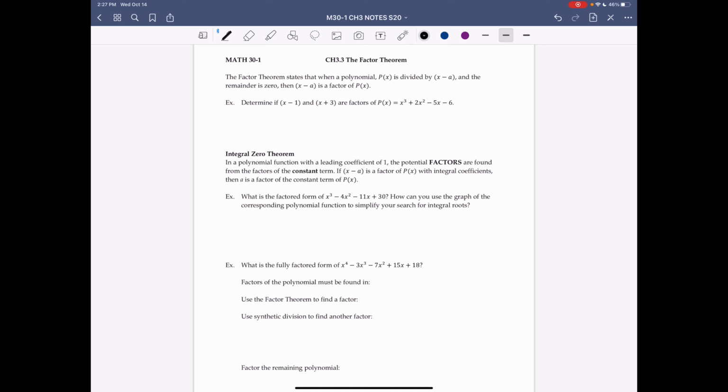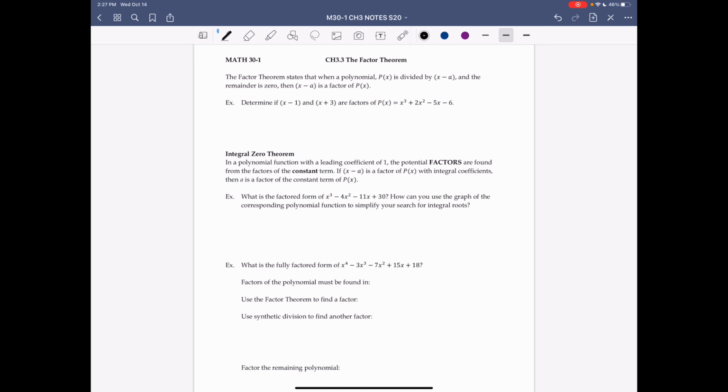Determine if x minus 1 and x plus 3 are factors of p of x equals x to the power of 3 plus 2x squared minus 5x minus 6. We can use the remainder theorem from chapter 3.2. We know that if we sub in the a value into our p of x, then the result is the remainder of dividing p of x by our x minus a.